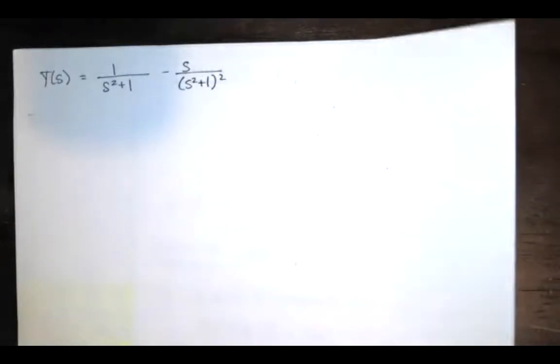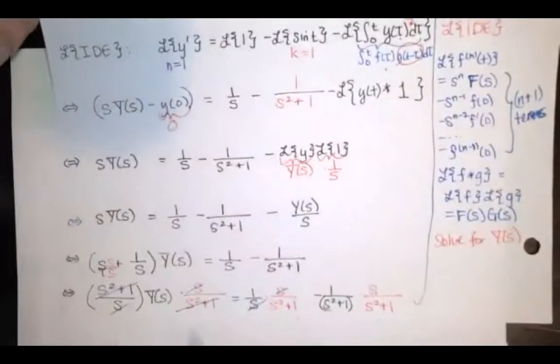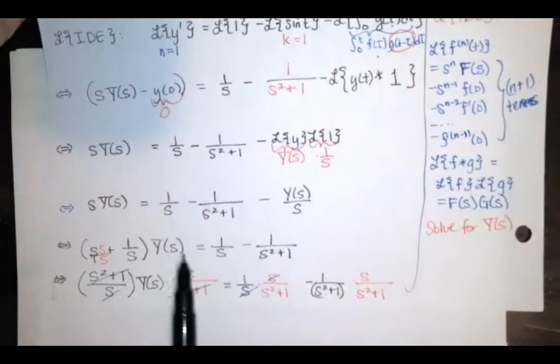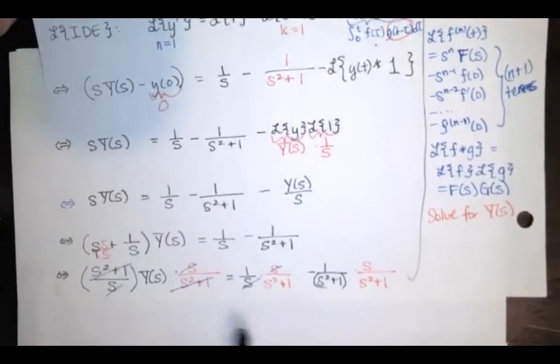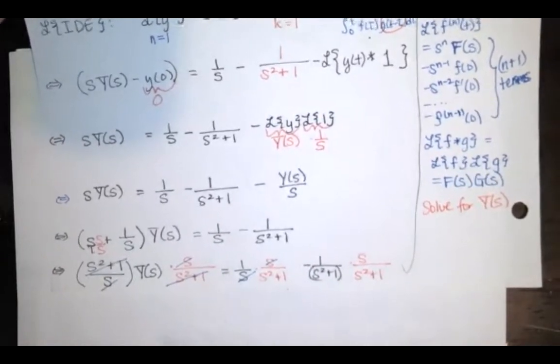Okay, so that's what we had. Let me check my signs to make sure I didn't make any errors. That's negative, that's negative. We brought that over, that's going to make that positive. Okay, that works, that works. I think all of my signs are correct.